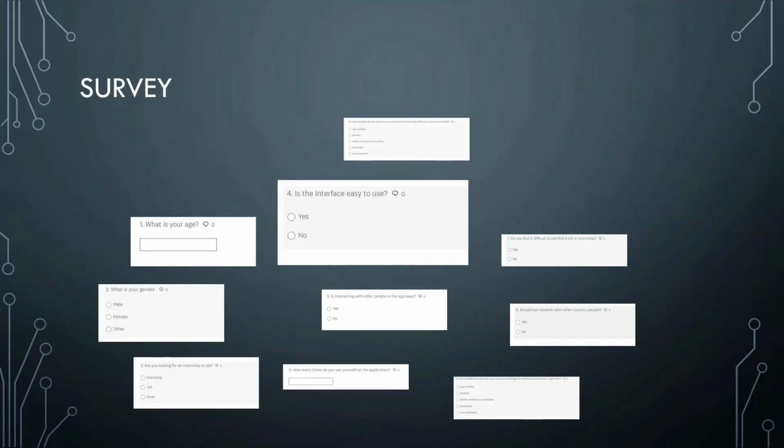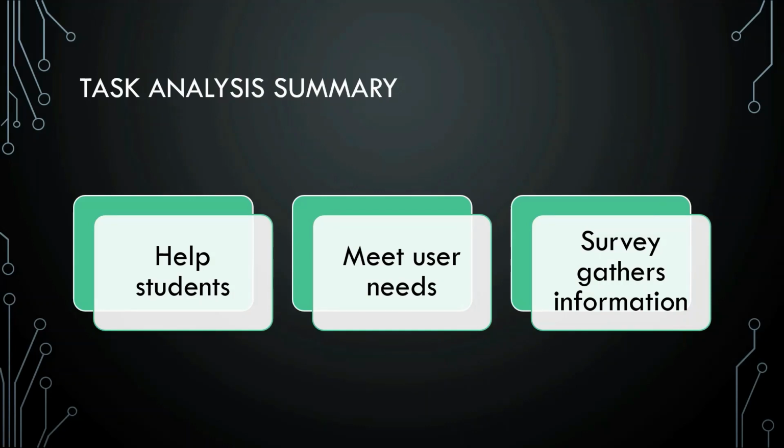Then we have the survey. These are some questions. Let's go through some real quickly. We have what is your age, what's your gender, and are you looking for an internship or job. The next is the summary. So basically, to conclude here, we're looking to help students out, try to meet the user needs, and the survey will gather all the information that is necessary for this application. So I hope you guys did enjoy.